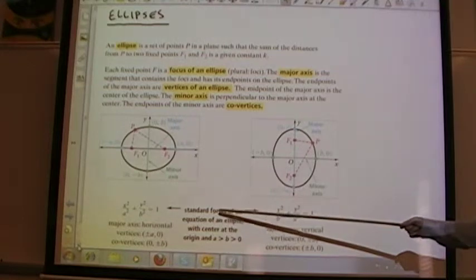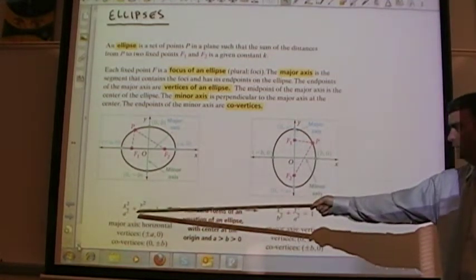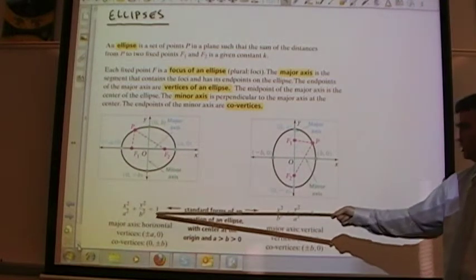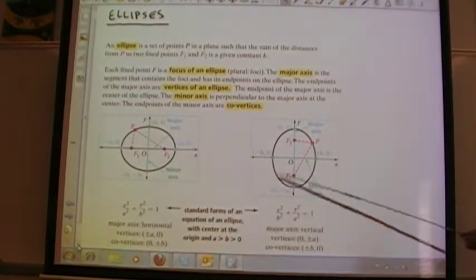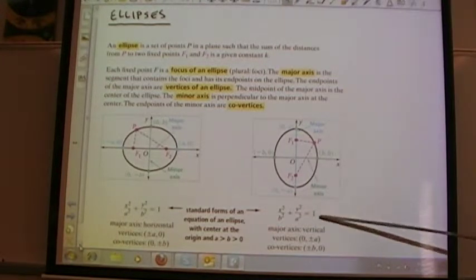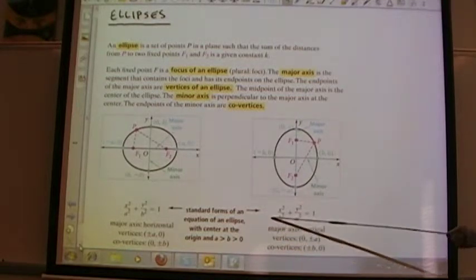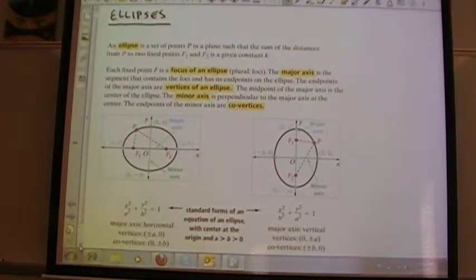Standard form we've already talked about earlier. X squared over a squared plus y squared over b squared equals 1. Or you could have, in this case, x squared over b squared plus y squared over a squared equals 1. X squared and y squared always, for ellipses in standard form, stay where they are. X always comes first, then y. A and B can flip-flop, depending on which one is the major axis. Okay?